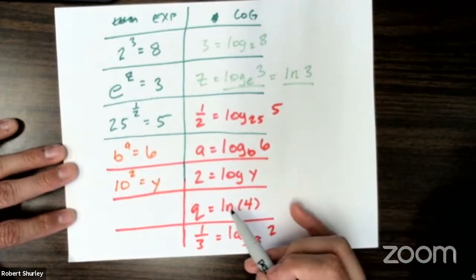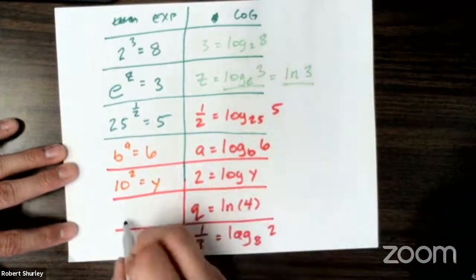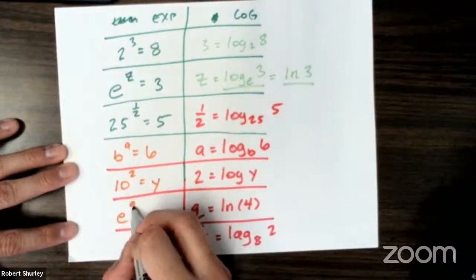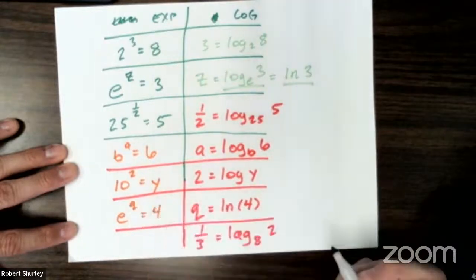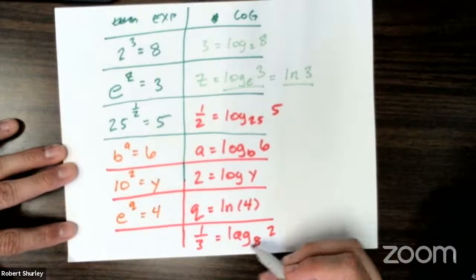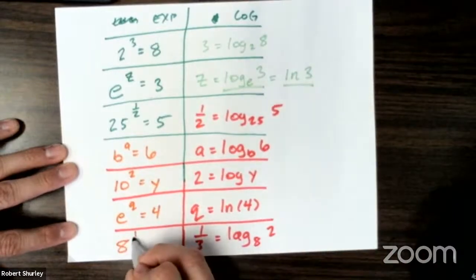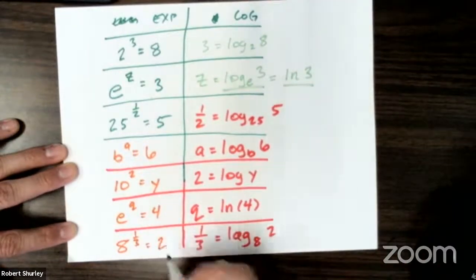And then the ln, remember this is ln base e. So it's e to the q equals 4, okay? And then lastly, 8 to the 1/3 equals 2.